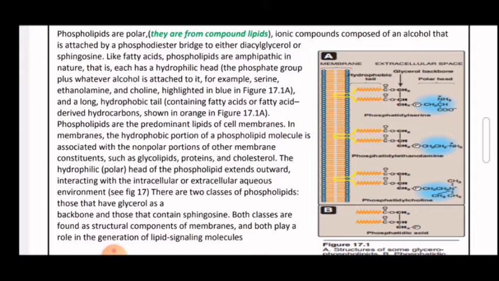Same as fatty acids, phospholipids are amphipathic in nature, so they have a hydrophilic head and a hydrophobic tail. The head consists of a phosphate group plus whatever alcohol is attached to it, and a long hydrophobic tail containing a fatty acid or a fatty acid derived hydrocarbon.